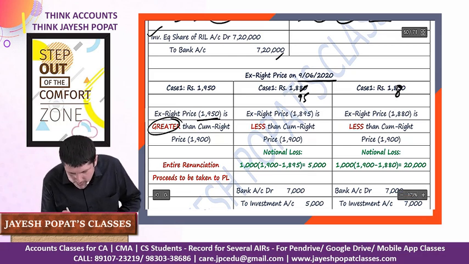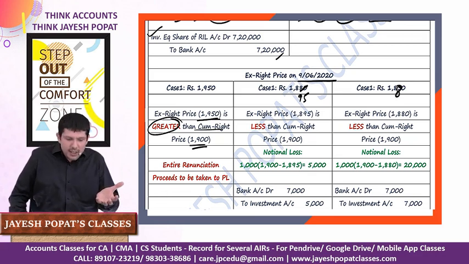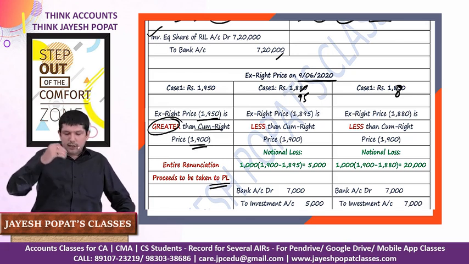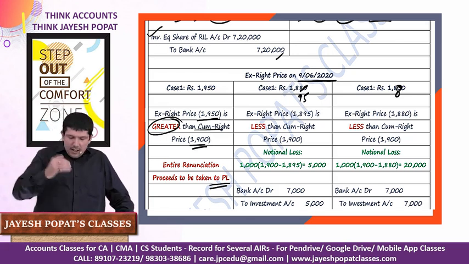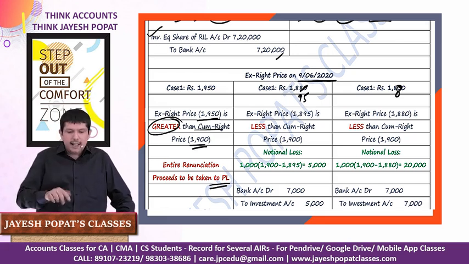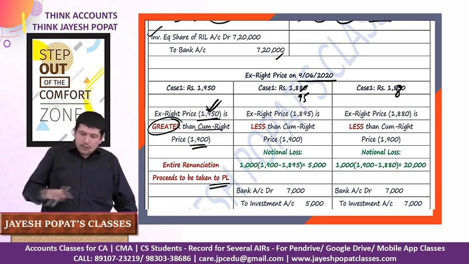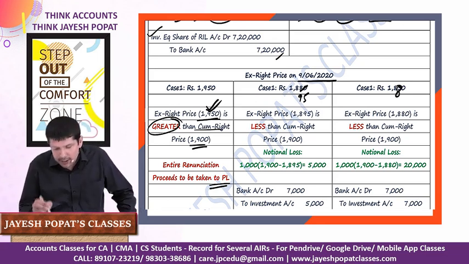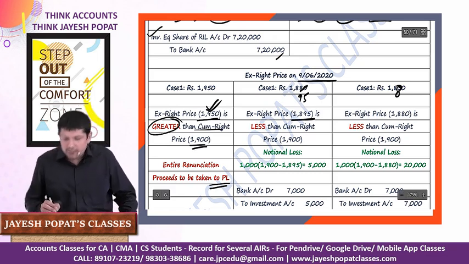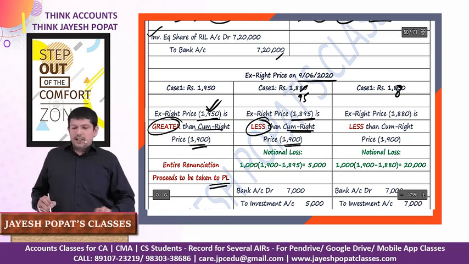It is greater than the cum right price of 1900 at which we had purchased these shares. Therefore, the entire amount is to be taken to the statement of profit and loss, because this treatment of crediting to the cost of the investment will come only when the cum right price is greater than the ex-right price. Here the ex-right price is greater than the price at which we purchased, so we don't need to do any additional treatment. In the second case, the ex-right price after the record date is 1895. It is less than the cum right price of 1900 at which we had purchased the shares.